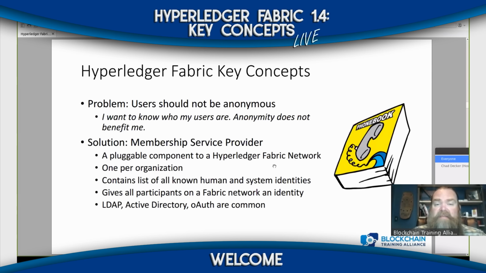Very typically, this is some kind of LDAP, like Active Directory. OAuth is also fairly common. Forms-based authentication is used from time to time. But essentially, anytime a user is submitting a transaction to the network, this attempts to answer the question, are you using a valid identity? Are you claiming to be someone we know about? This removes anonymity. This now means that every single user on our network has an identity.